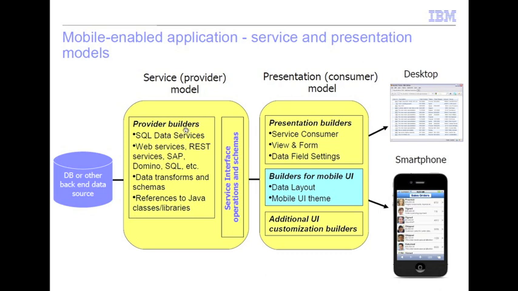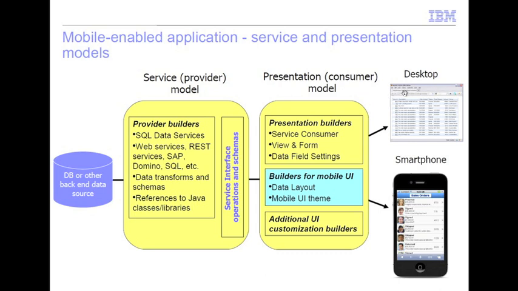In this layer, I could also do things like transform the data to some other schema. I can also make references to any Java classes or libraries that I may have. But what I do is I define the service interface that I want to use to talk to this data. And then when I build my presentation or consumer layer, I talk only to that service interface without knowing, for example, what the specific backend is.